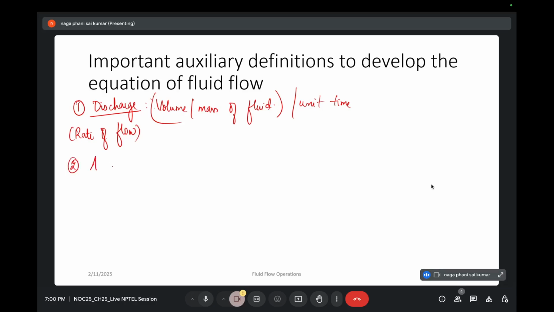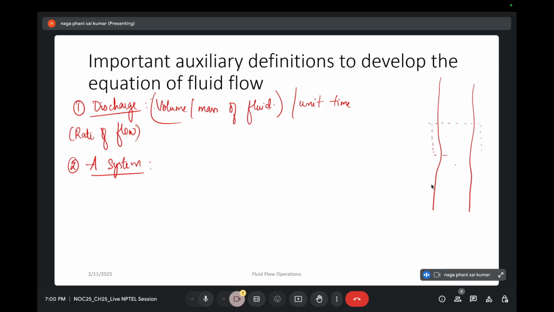Then we have a system. This is also one quantity that we should be aware of. It is a portion of a fluid specifically identified for an analysis. Let's say we have a stream of flow and we want to develop an equation, or analyze a particular section of a fluid. In that case, we will be drawing an imaginary boundary.